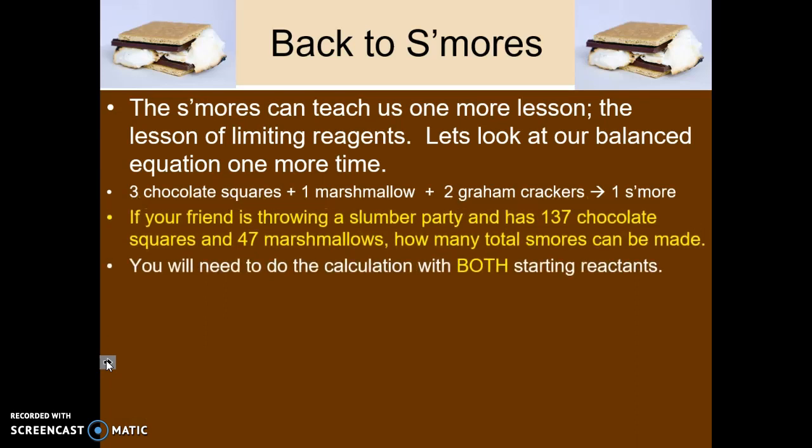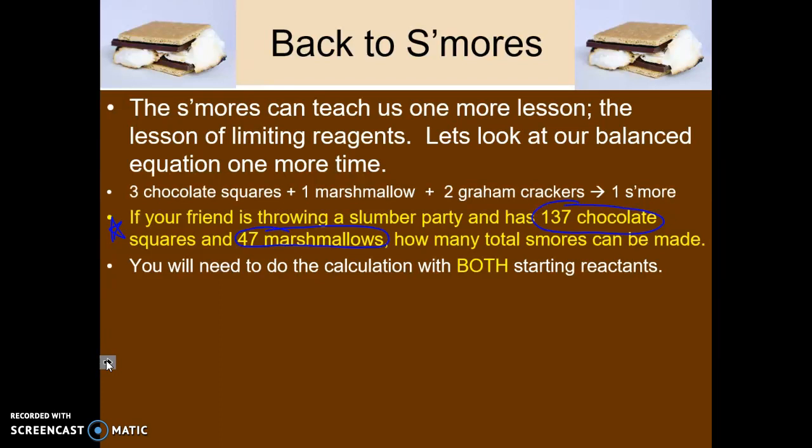Here's an example of a limiting reagent situation. Let's say that our friend right here is throwing a slumber party, and they have 127 chocolate squares, and they have 47 marshmallows. That's just what they have on hand at the party. So how many total s'mores can be made?